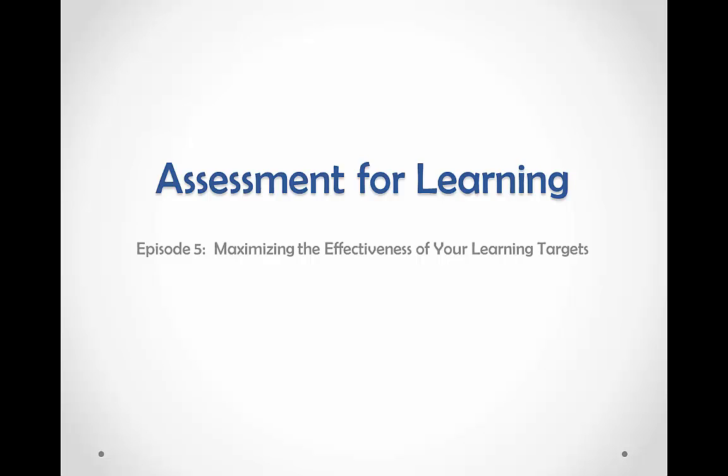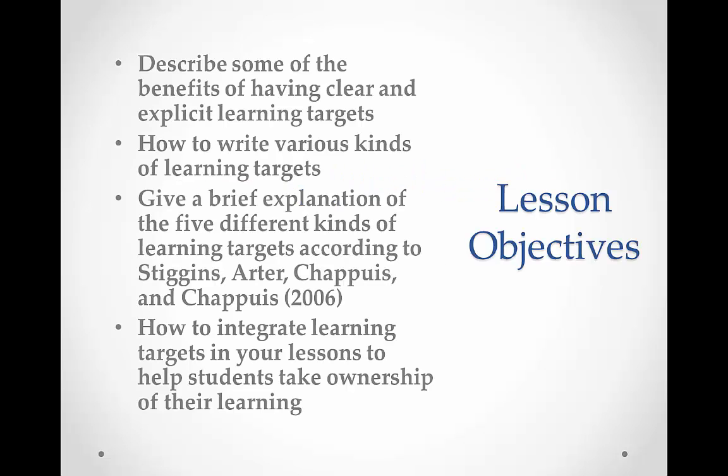In this episode, we will be talking about how to maximize the effectiveness of your learning targets. So, we have 4 objectives in this lesson. First, I will describe some of the benefits of having clear and explicit learning targets. Then, we will discuss how to write various kinds of learning targets. I will give a brief explanation over the 5 different learning targets according to Stiggins, Arter, Chappuis, and Chappuis. And lastly, we will look at several practical ways we can integrate learning targets in your lessons to help students take ownership of their learning.